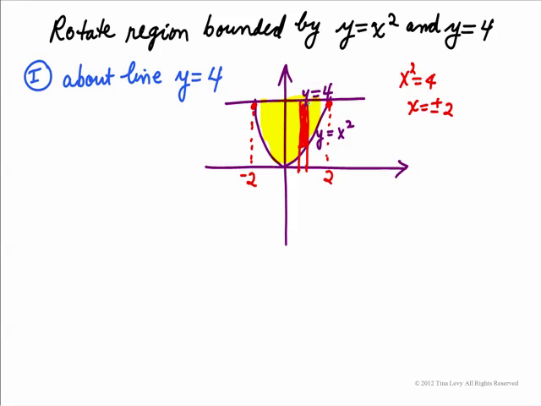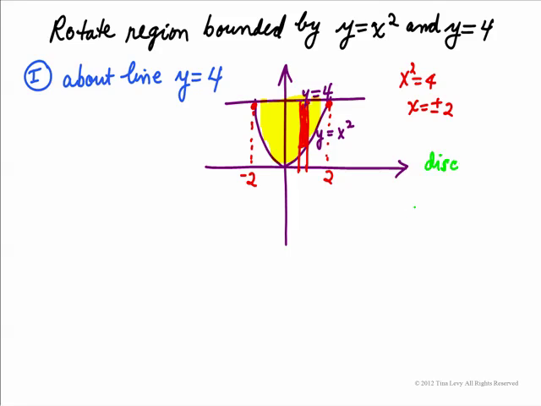So we picture what happens when this rectangle is rotated about the line y equals 4, and because it's on the line y equals 4, it's going to give us a disk. So a disk is going to be our solution.